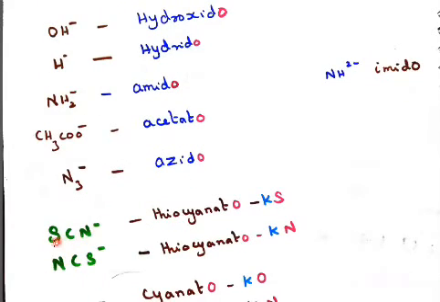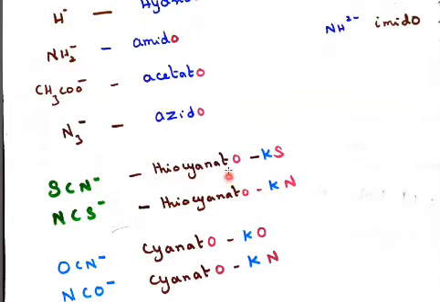And SCN minus is called thiocyanate, and also isothiocyanate. In one, sulfur is the donor atom, and in the other, nitrogen is the donor. In both cases we commonly call it thiocyanato, but the kappa term distinguishes them: thiocyanato-kappa-S for thiocyanate, and kappa-N for isothiocyanate. These two are also called ambidentate, with sulfur donor and nitrogen donor.